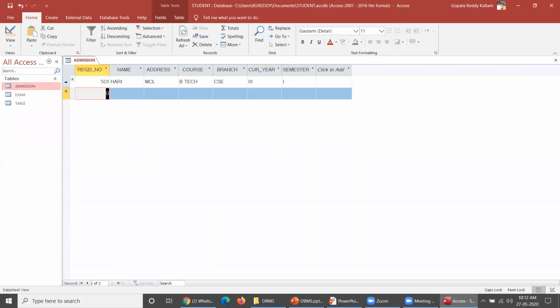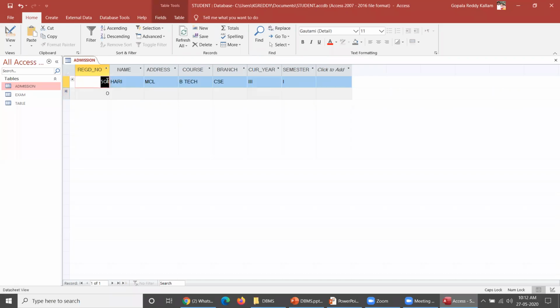You could observe this whole thing represents one particular person's information. 501 Hari. His address, his course, which branch he is studying, and which year and which semester he is taking right now. It has been given the complete information regarding one particular person. Normally, we speak of this as a row, as far as the mathematics, specifically matrices, it is called a row. And it is called a column.